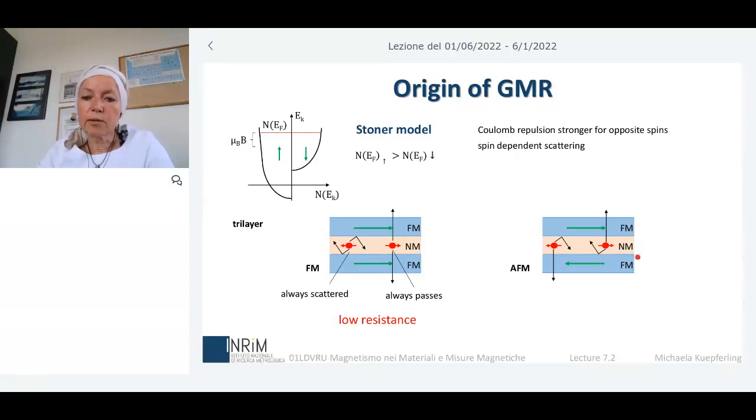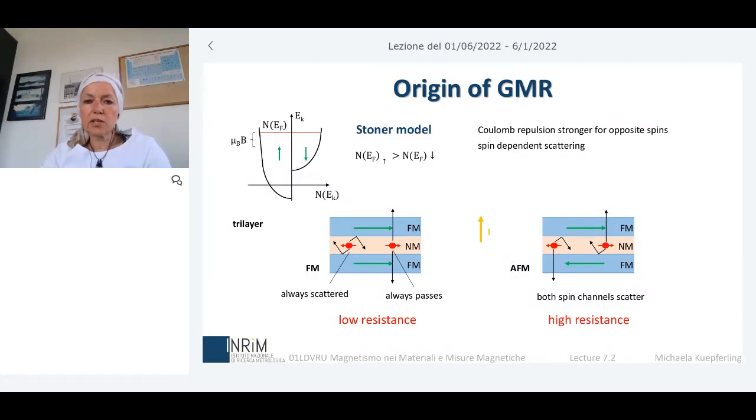So in this way, we always have a scattering. In this way, we have one spin channel that will always pass. So this will necessarily bring you a low resistance state, while this necessarily will bring you a higher resistance state.